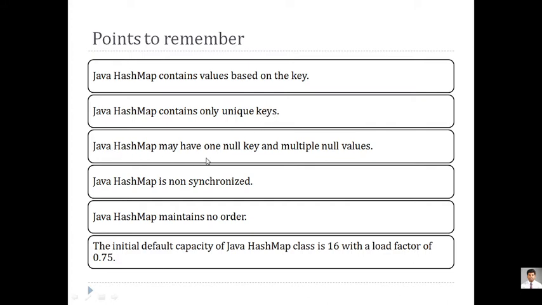This is one more important thing about this hash map. Third, a hash map may only have one null key. As we have specified, keys cannot be null in tree map. But when you go for hash map, only one null key can be added, but multiple null values can be there. So the value can be null, but the key can be null only once. This is the difference between the tree map and your hash map.